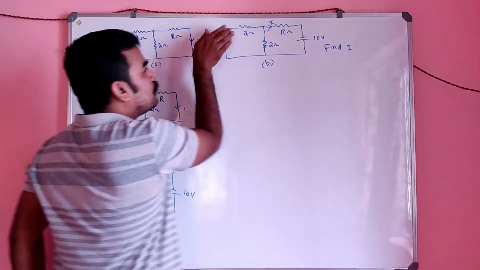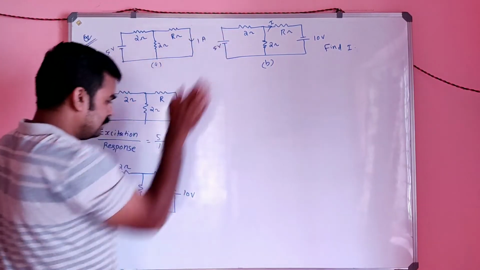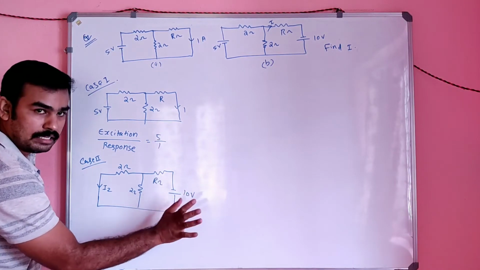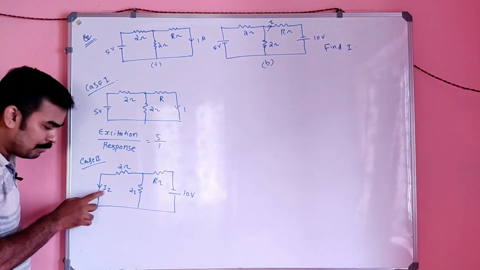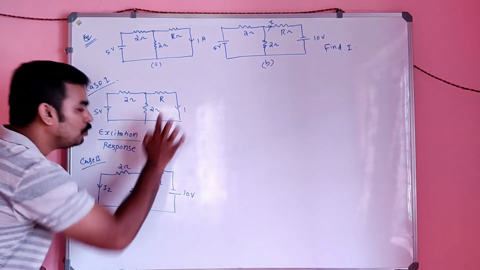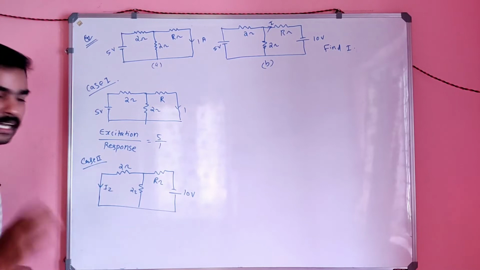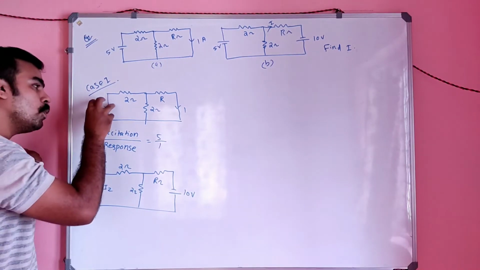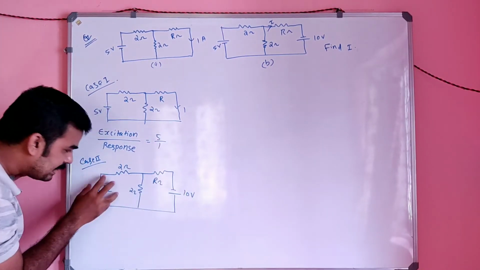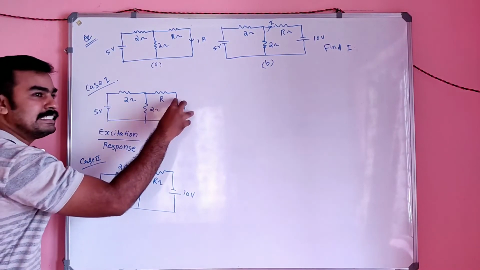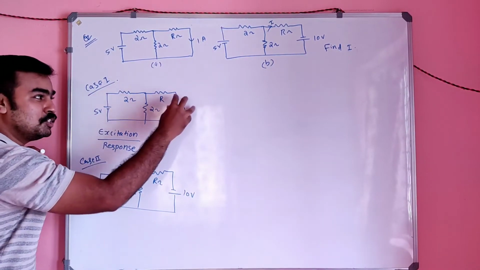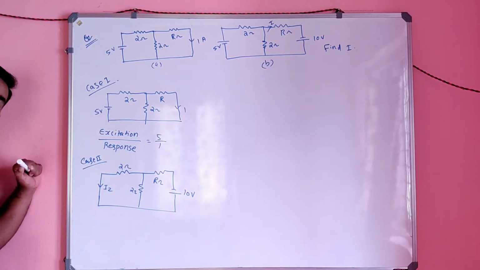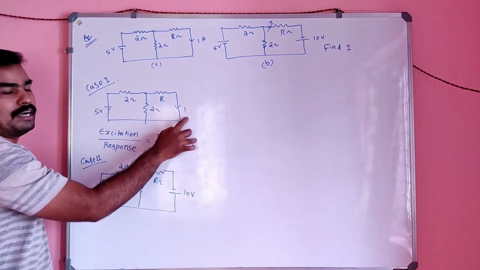Next you have to consider this 10 volt, keeping the 5 volt short circuited. That is what I drew here. I have chosen this 10 volt only, keeping the other side short circuited, and marked that current as I2. Now I have two circuits. Clear? So according to the reciprocity principle, the ratio of excitation to response is always constant. Here the excitation is 5 volt, the response is 1, so 5 by 1.